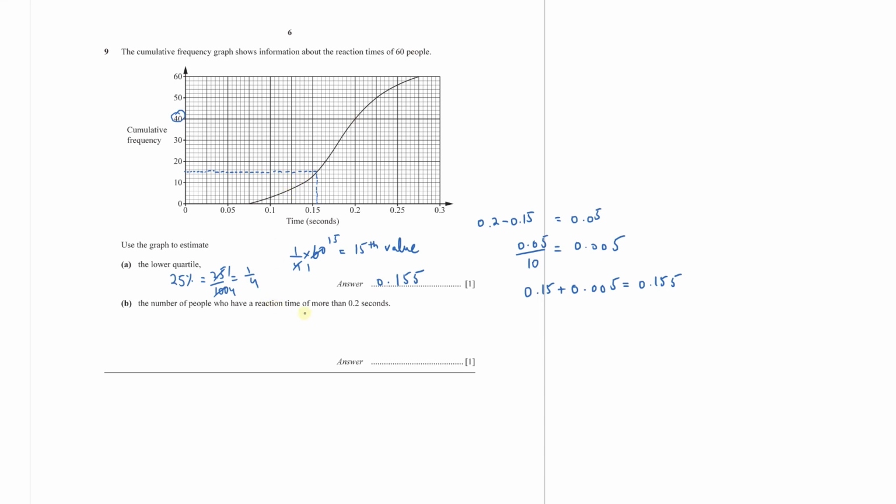But we have to calculate the reaction time of more than 0.2. So that means if your total number of people is 60 and the number of people with a reaction time of 0.2 or less is 40, the remaining people have a reaction time of more than 0.2. So this is greater than 0.2 and this is the rest of the people. So 60 minus 40 is 20. So 20 people have a reaction time of more than 0.2 seconds.